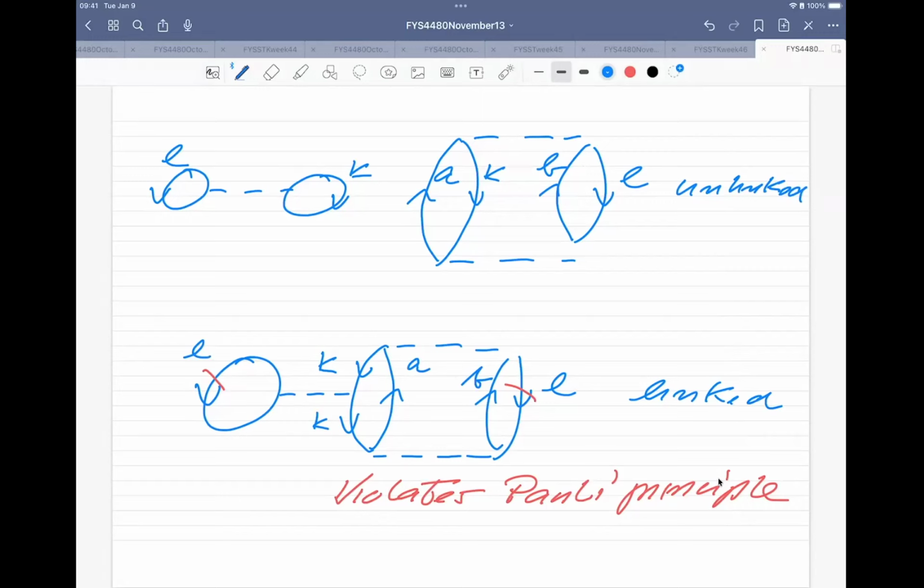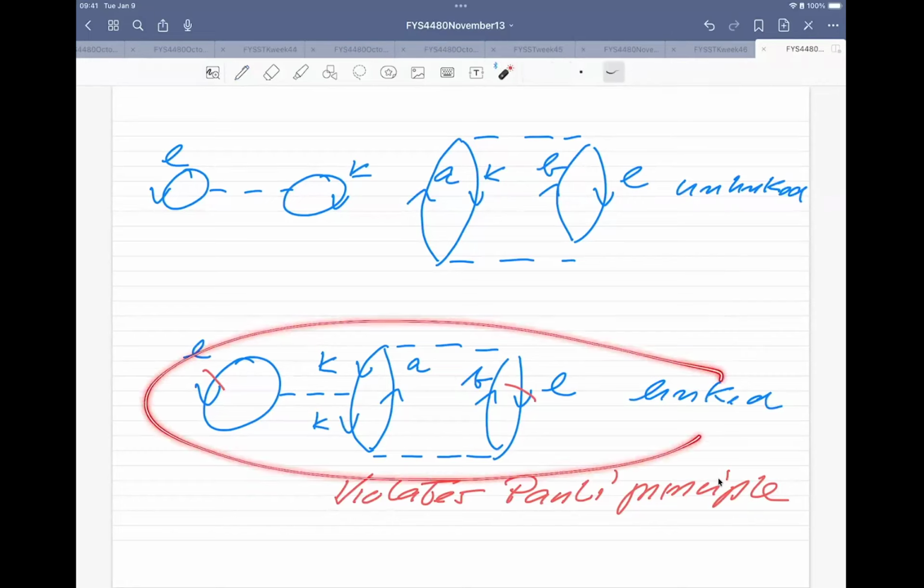So some of the linked diagrams, which violate the Pauli principle, will cancel unlinked diagrams, which also violate the Pauli principle. What you can show in general is that at the end, when you sum freely over all intermediate states and you violate the Pauli principle, the only diagrams which are left in your calculations are the so-called linked diagrams.